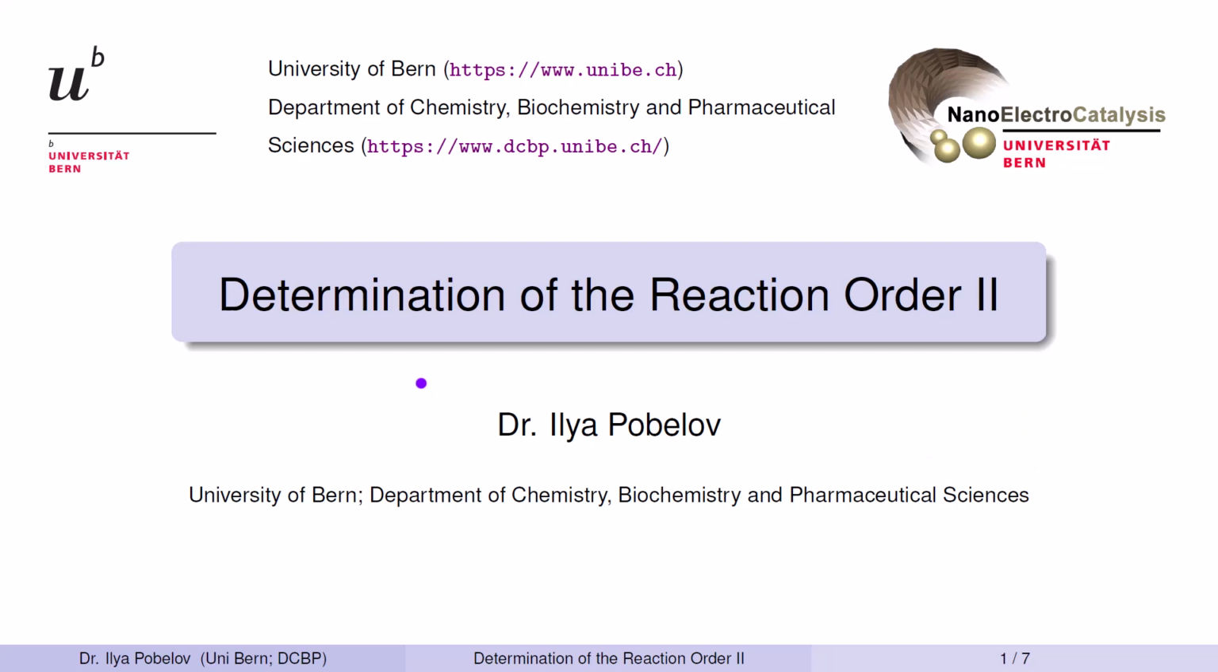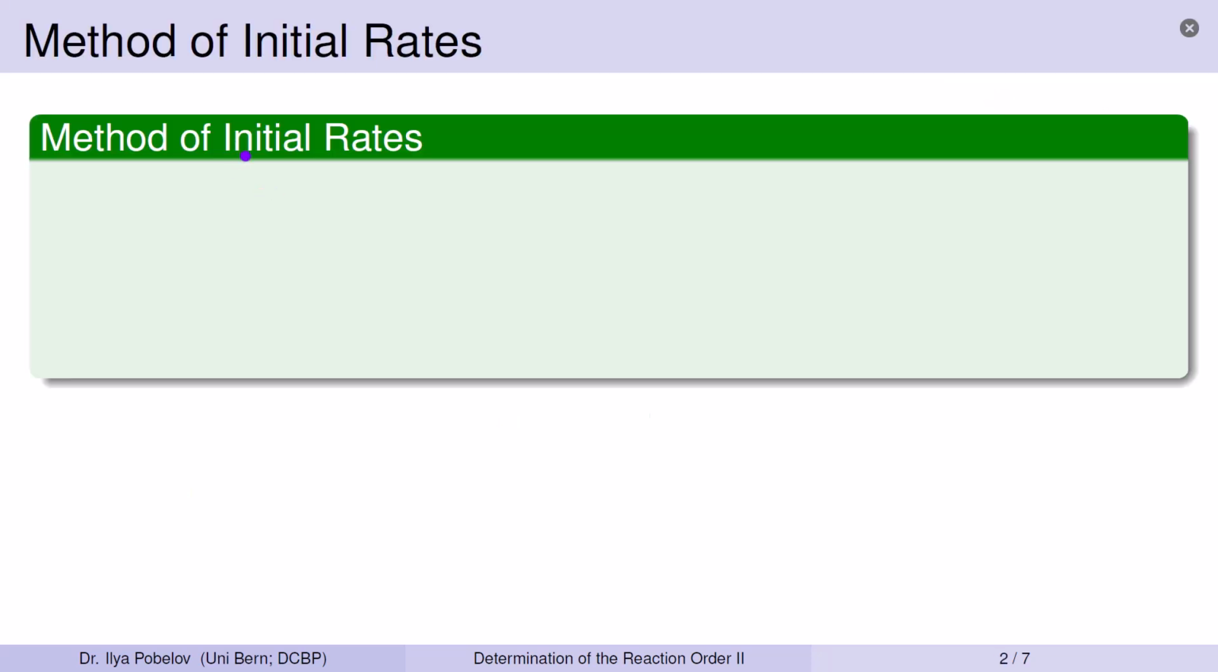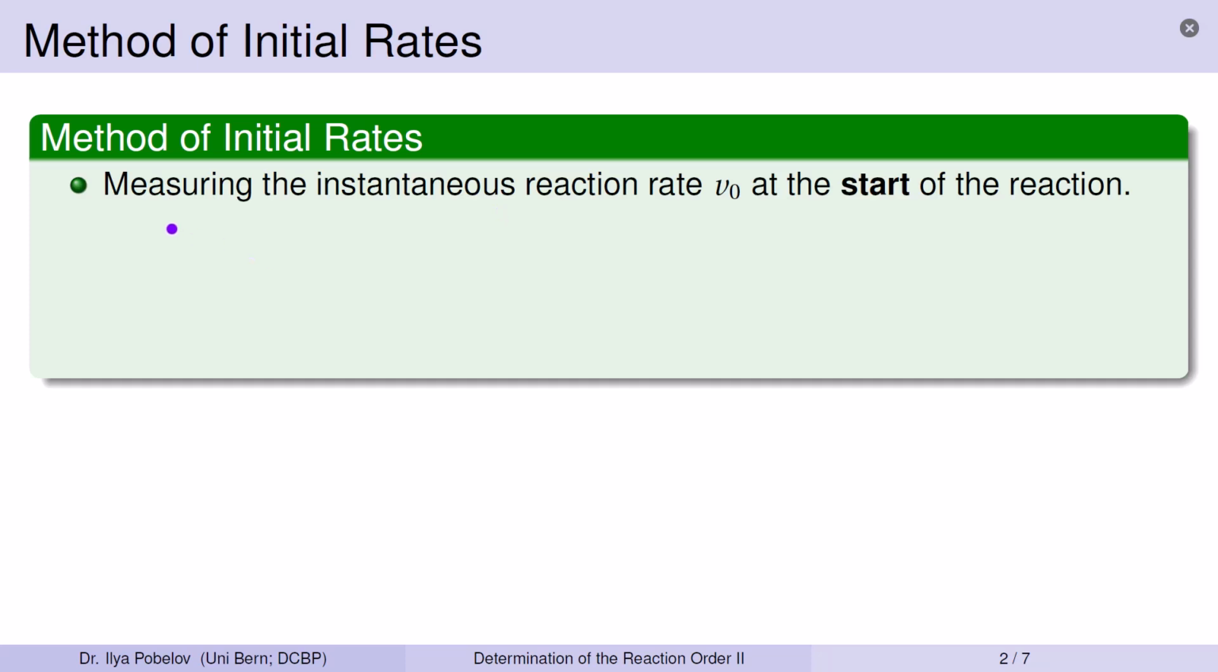In this module, we will continue discussing experimental methods allowing to determine the reaction order. Another strategy in determining reaction orders is known as the method of initial rates. This method involves measuring the instantaneous reaction rate right at the start of the reaction.